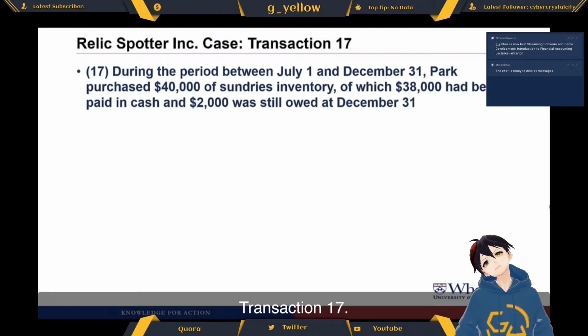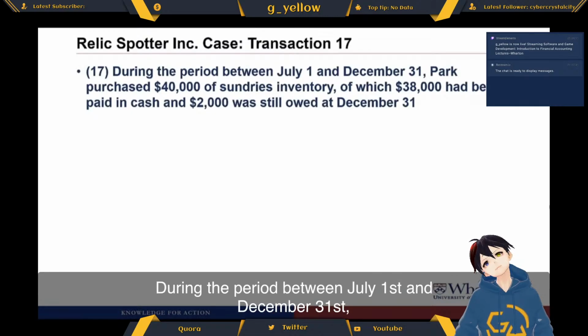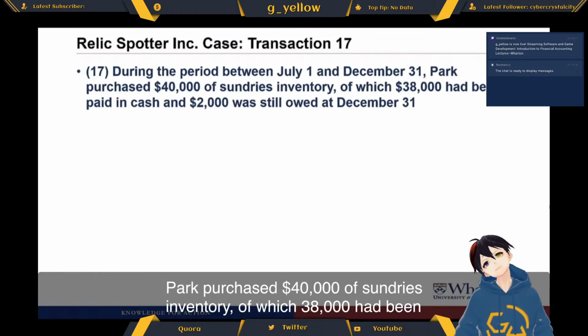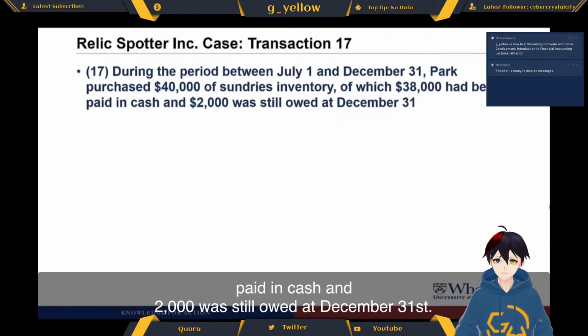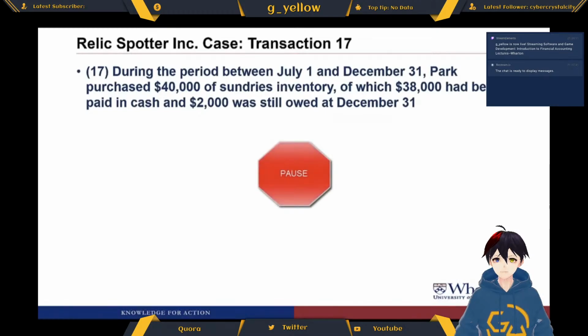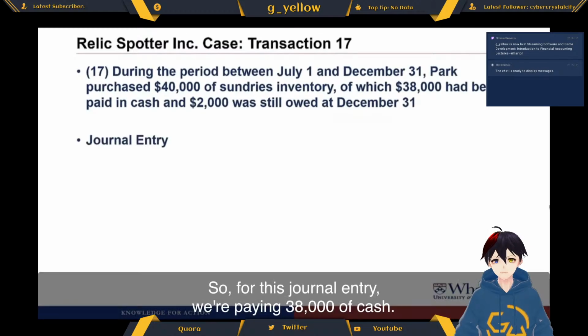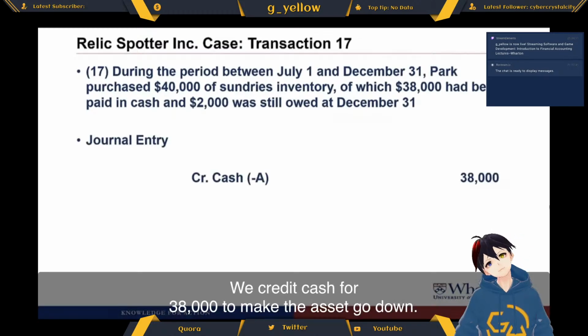Transaction 17. During the period between July 1st and December 31st, Park purchased $40,000 of sundries inventory, of which $38,000 had been paid in cash, and $2,000 was still owed at December 31st. So for this journal entry, we're paying $38,000 of cash. We credit cash for $38,000 to make the asset go down.